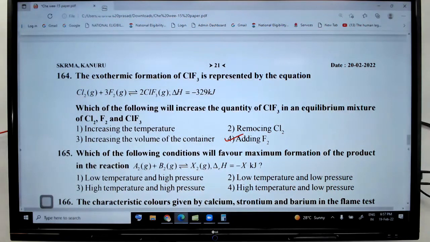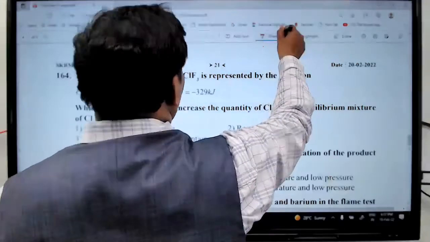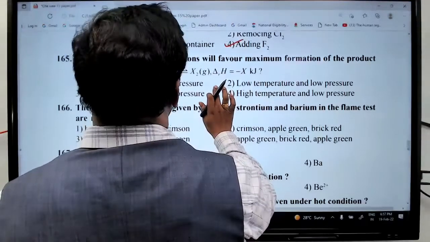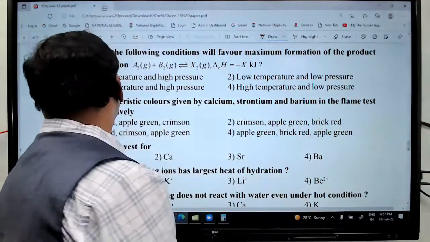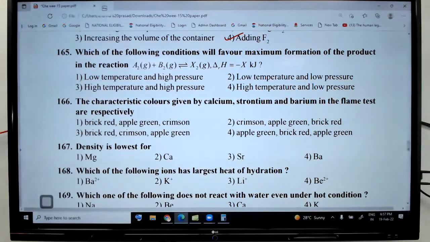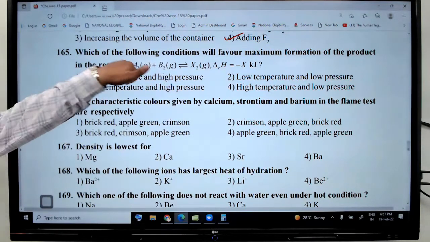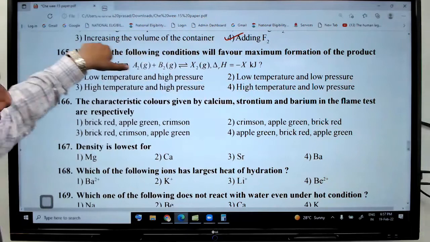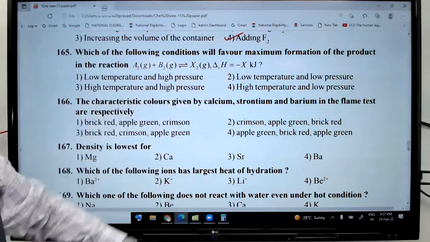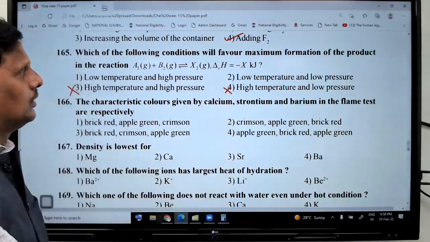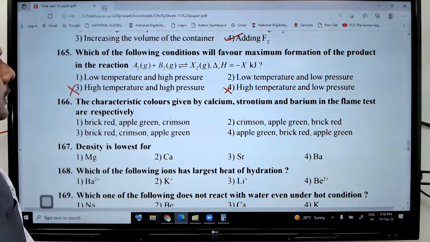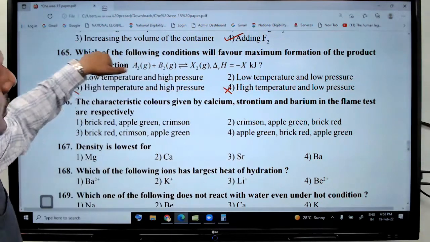165. Which of the following conditions will favor maximum formation of products in the reaction? Maximum formation of products means forward direction. Exothermic means low temperature. These two are incorrect. Low temperature, and equally it moves towards a lesser number of moles.